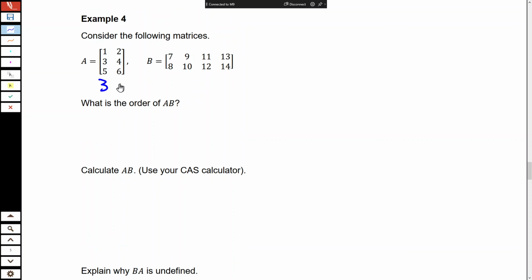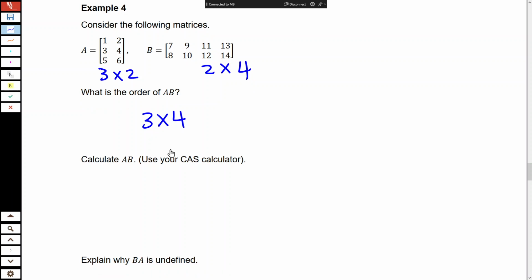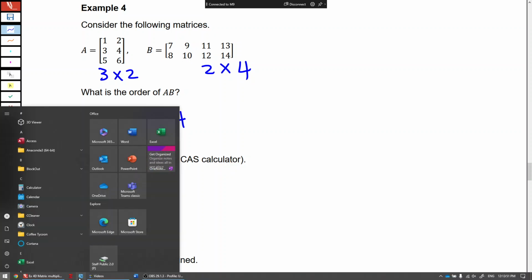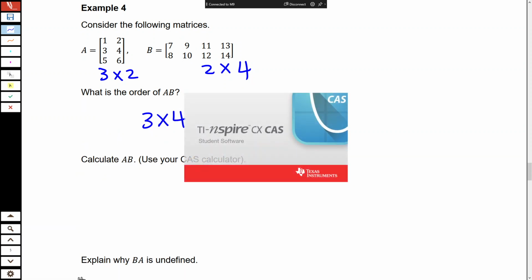A is a 3 by 2 matrix, and B is a 2 by 4 matrix. Based on this information, what do we think the order of A times B is going to be? 3 by 4. We use the outside numbers. Alright, now, I know you're probably sick of writing all that working out, so now we can use the CAS calculator. So grab them out if you have them. I need to show you how to find the matrix entry on the CAS.